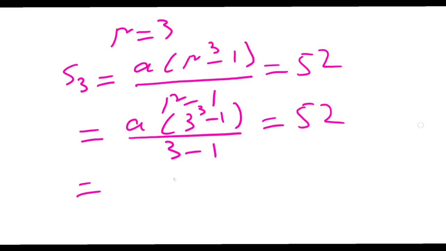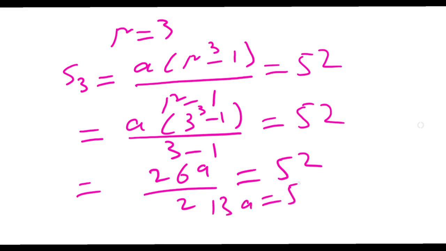Now this is going to be 26a, divided by 2, is equal to 52, and 13a is equal to 52. Therefore a is equal to 4. Both sides you divide by 13. So according to this method, a is 4, the first term, and the common ratio r is equal to 3. Either way, the answer is the same. You can use the sum of terms method, or you can apply the sum of geometric series formula. Either way, the answer will be the same.